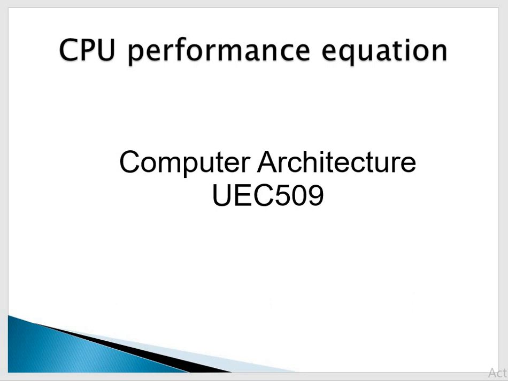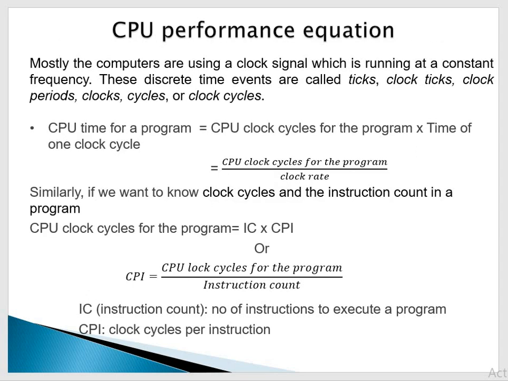Hi students, in this particular class we will try to understand how we can calculate the performance of a CPU in terms of its execution time with respect to the number of instructions and the clock rate. As we know, most digital electronic circuits perform their functioning on the basis of a clock signal. Using a similar approach, almost all computers use a clock signal running at a constant frequency. A constant frequency clock signal is required to perform the operations of a computer.